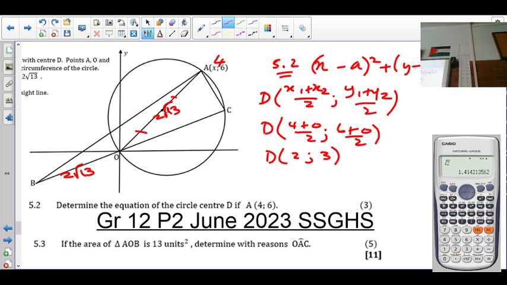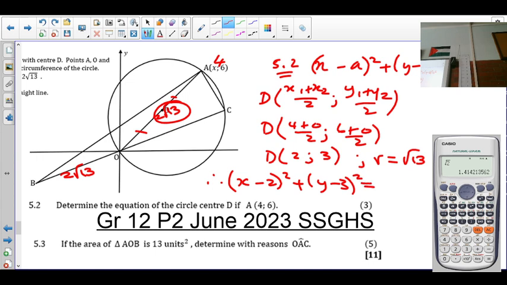Since the length of the diameter is 2 root 13, the radius has to be half of that. So 2 root 13 divided by 2 is just root 13. Therefore, the equation reads x minus 2 squared plus y minus 3 squared is equal to r squared, which is root 13 all squared, which is 13.